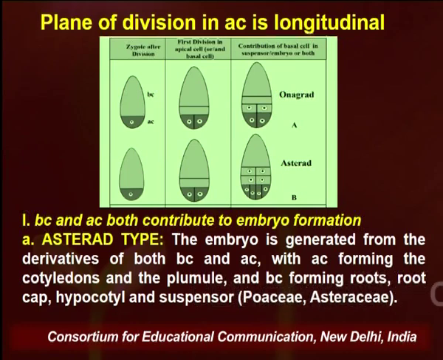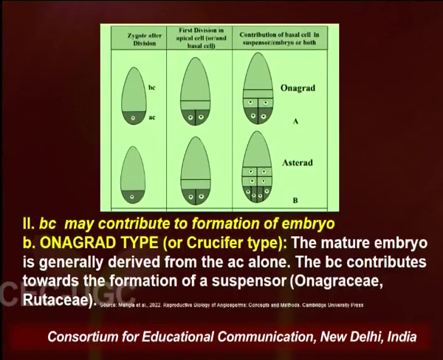Now, you can see here that both the cells, that is the basal cell and the apical cell, contribute to embryo formation. The second type is the onagrad type. Here the basal cell may contribute to the formation of embryo. Okay. So, onagrad type is also called the crucifer type of embryo formation. Here the mature embryo is generally derived from the apical cell alone. The basal cell contributes only towards the formation of a suspensor. It is called onagrad type because it is seen in family Onagraceae.